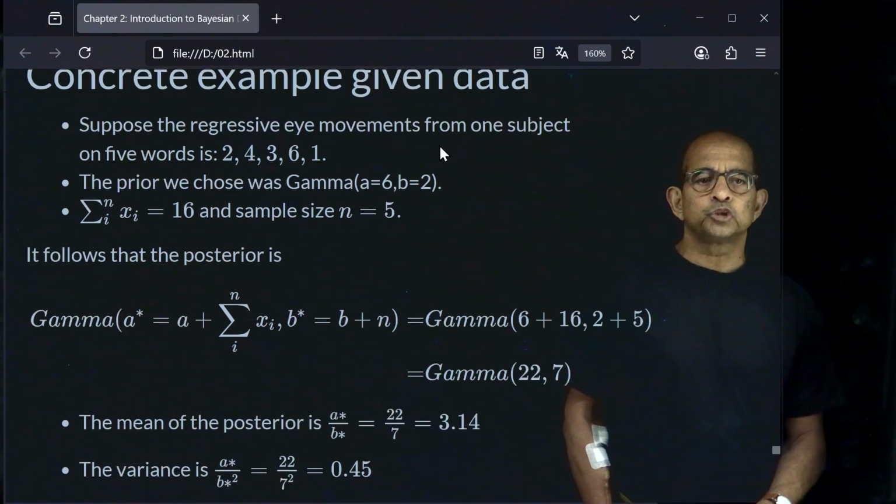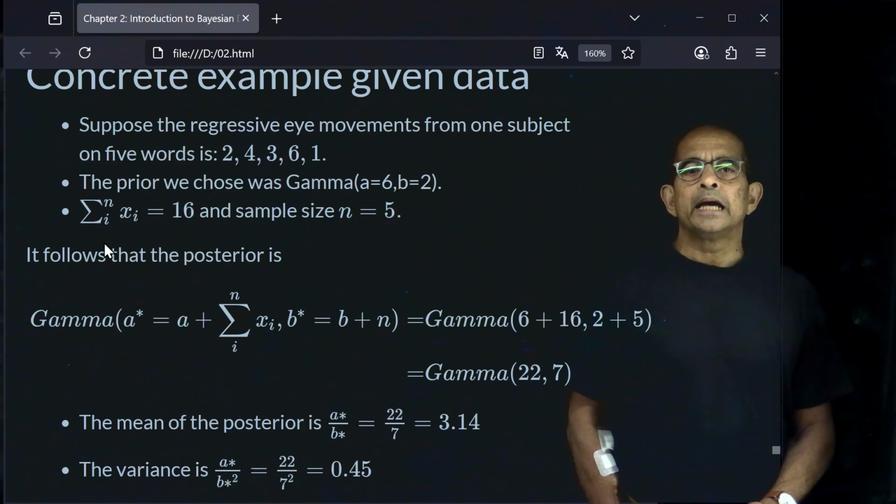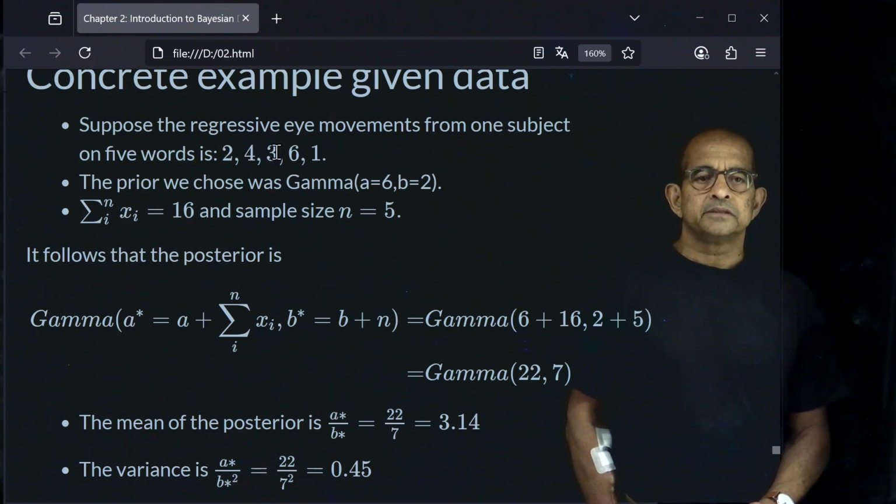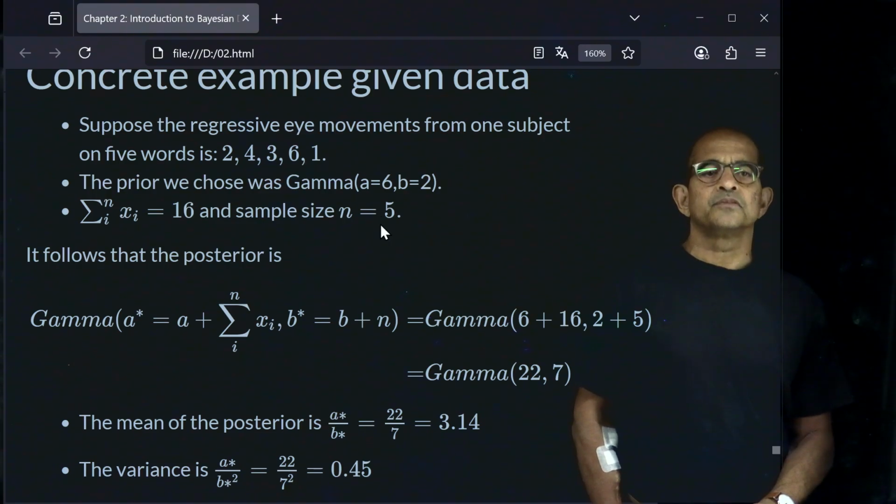And let's say we have chosen as our prior the gamma 6, 2. So those are our hyperparameters on the lambda parameter. And let's say that given these data, if I sum these data points up, the sum of x is going to be 16, and the sample size is going to be 5 because I have 1, 2, 3, 4, 5 data points. So the sum of x is 16, n is 5.